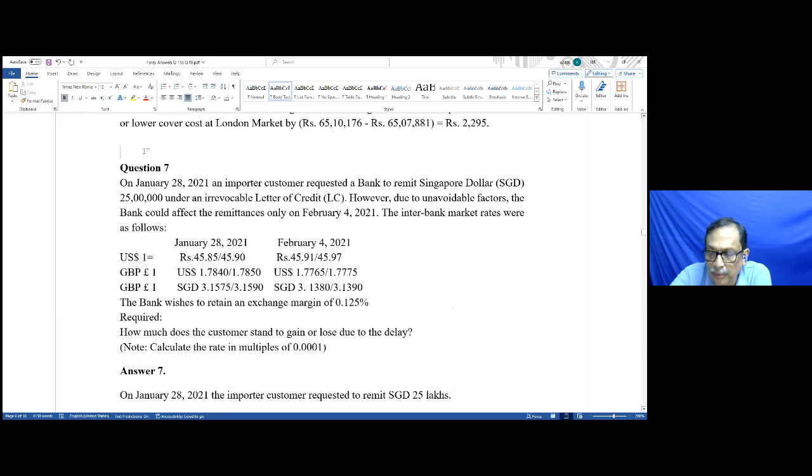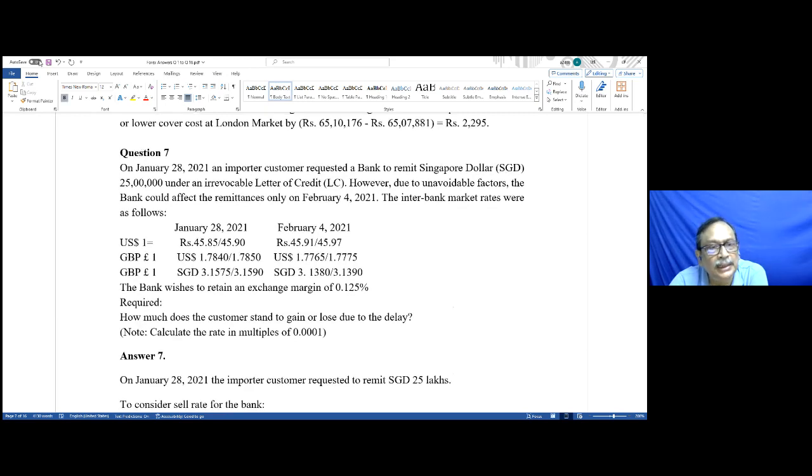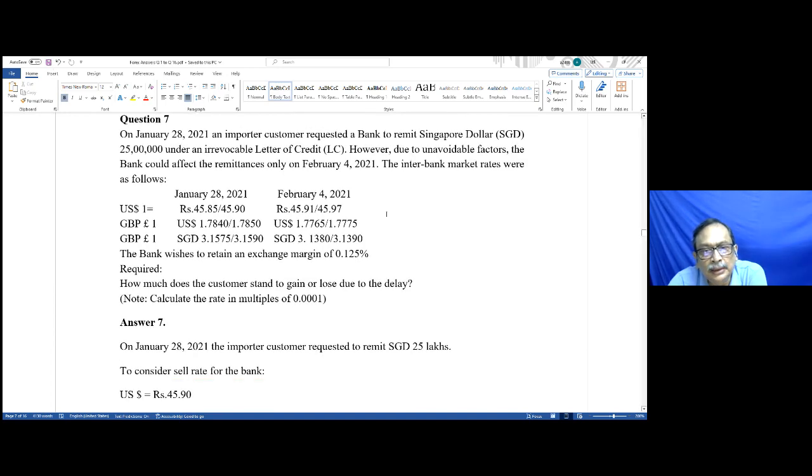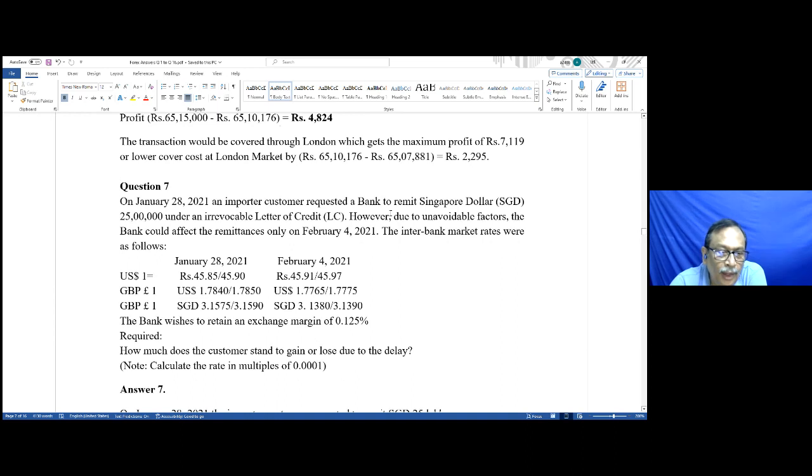Now we are coming to our next question. Please try to follow the question. This type of question, what we are doing right now, that is question number 7, is of prime importance because these types of questions came in the examination many times.